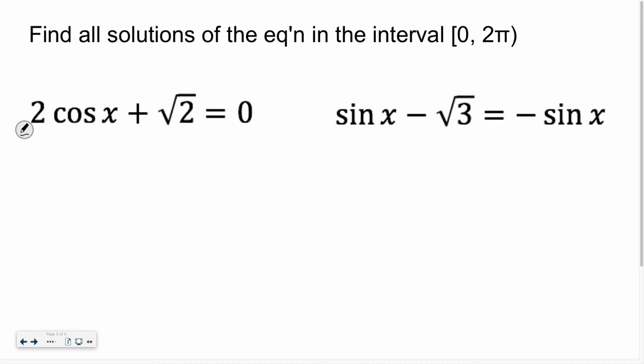Okay, let's solve the one on the left. 2 cosine x plus square root 2 equals 0. Now I made it look a little bit more mathy. We have to do a little bit more work. 2 cosine x plus square root 2 equals 0 is an equation that has a trig function in it. So at some point in this trig equation, I'd like to answer the question, what angle has this cosine? But before I can answer that, I have to isolate the trig. So I've got to get cosine x all by itself. What are you guys going to do?